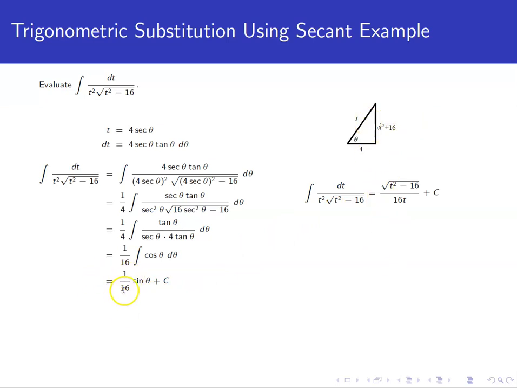So we still have the 1/16 out in front, so that's where that 16 is coming from. Opposite side is square root of t squared minus 16. Hypotenuse is t. And then we get a plus c on the end, finishing off our antiderivative.